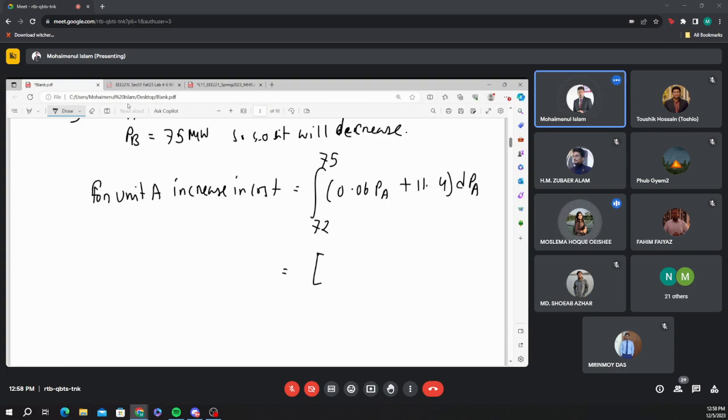For the first, sir, the answer is 47.43. Sir, can we just write down the answer directly? Yes, you can write it down as well. Whatever the value, 47.43.